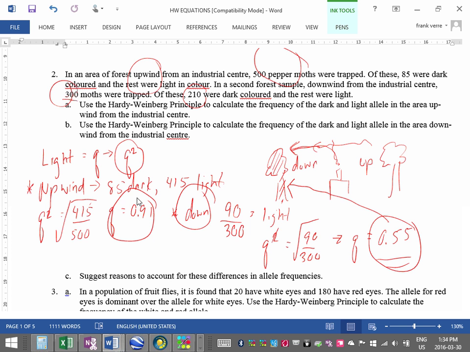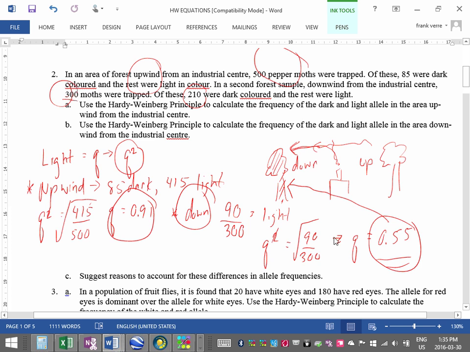Yeah. Right. Because if you're a lighter moth on a darker tree, you have a higher risk of being what? Eaten. So then you would expect the numbers to go down. And that's what you see.